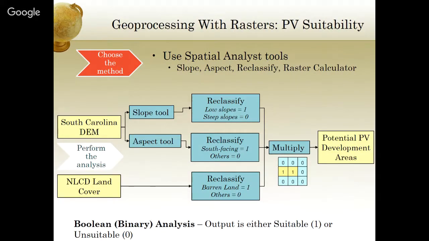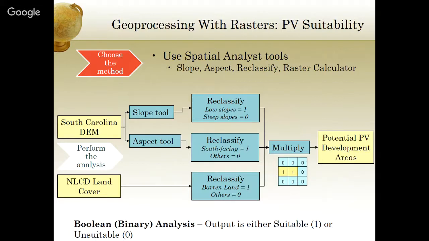So our geoprocessing workflow is going to look something like this. We'll take our South Carolina DEM, run the slope tool, and run the aspect tool and get 2 new data sets. We're going to reclassify our outputs. So anything with a low slope, meaning it was fairly flat, is optimal for us. We're going to reclassify that as a 1. Our steep slopes we're going to reclassify as a 0 because they're unsuitable.